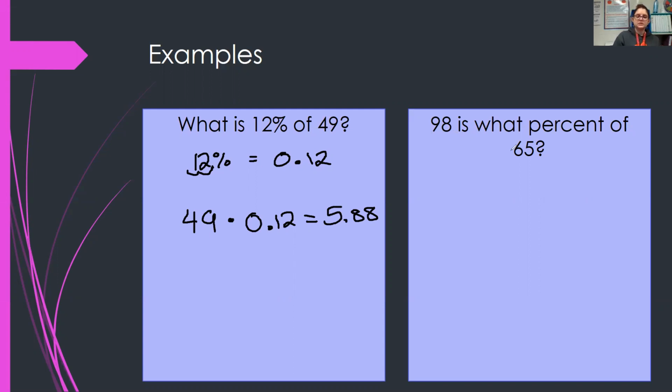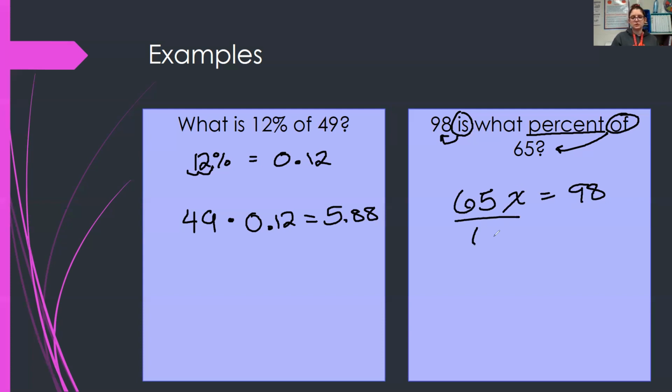98 is what percent of 65? Okay, so this time we're looking for our percent. So it's important to know where both of our is number and our of number belong in the equation. So we say of times percent equals is. So 65 times our percent, which we don't know, I'm going to say x, will equal 98. We undo multiplication with division, so divide by 65. So x equals 98 divided by 65.